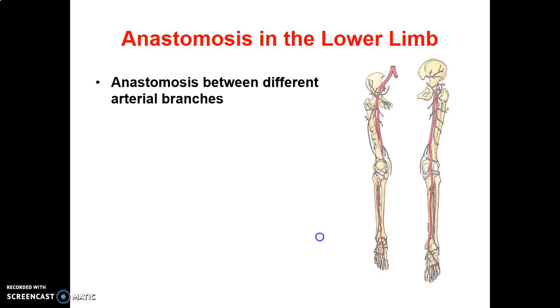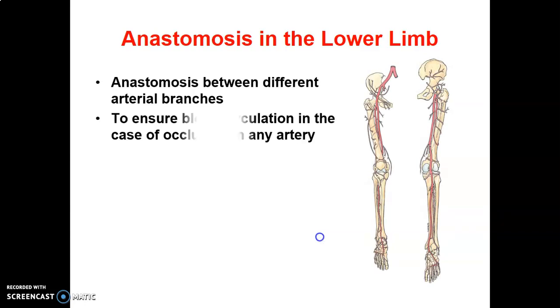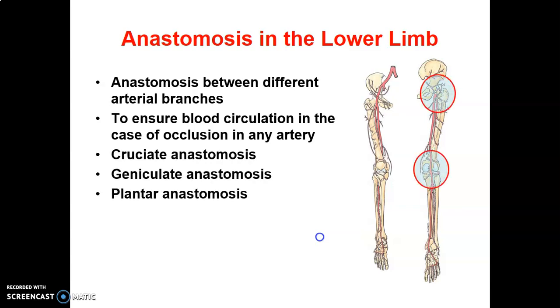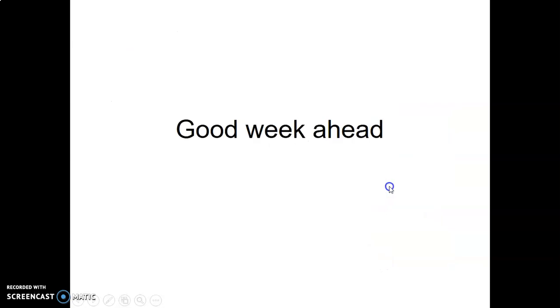Okay, so we have different anastomoses within the lower limb. We have the cruciate anastomosis, trochanteric, genicular, and ankle anastomosis, also the plantar anastomosis. So why do you need to understand that we have these anastomoses? Anastomoses just ensure good circulation of blood in case of any occlusion. So if one is occluded, you're able to have an alternative source of blood supply to still supply the distal portions of the limb. So basically, you need to know which arteries participate in each of the anastomoses. Thank you very much.